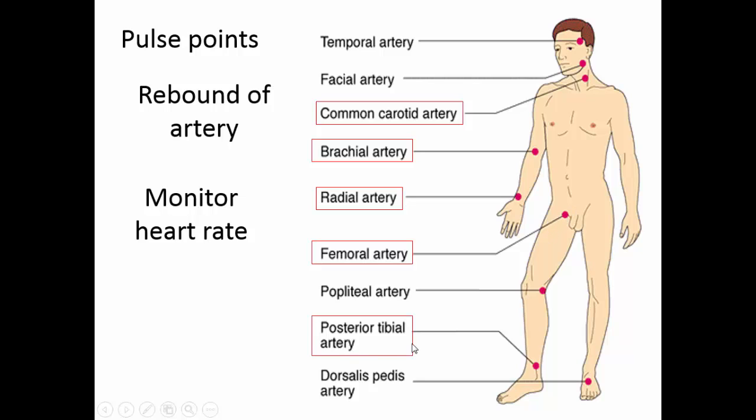The posterior tibial artery is right behind the ankle. And the dorsalis pedis artery runs across the top of the foot. This is called the pedal pulse. And if they're checking blood flow to the leg, these lower ones are the ones they use to make sure that blood is traveling all the way to the foot.